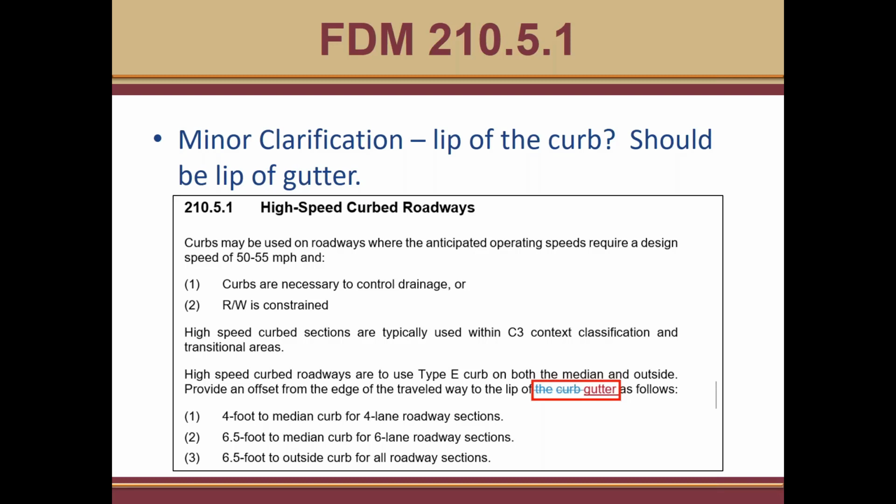In FDM 210.5.1, which is our section on high-speed curbed roadways, we did a little bit of cleanup here. Previously, the language said to provide an offset from the edge of traveled way to the lip of the curb, but it should have said to the lip of gutter. So this edit just fixes that terminology. The intent is not to change the offset requirements, we're just clarifying where to measure from.